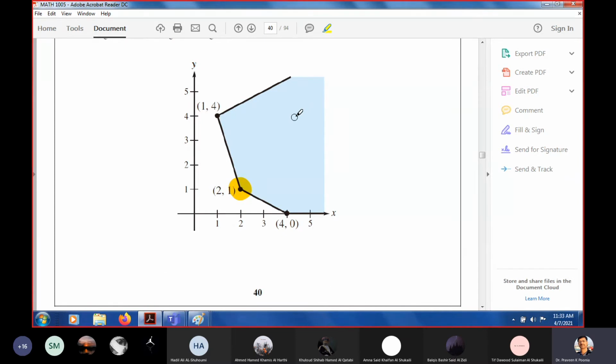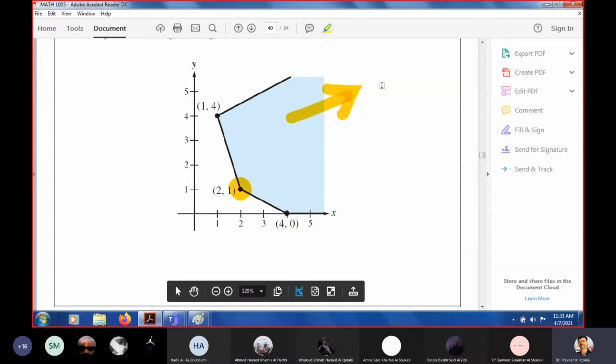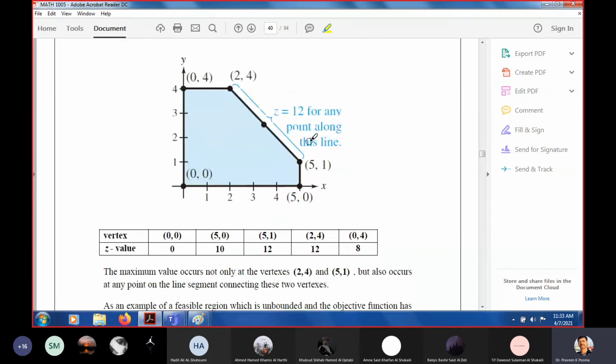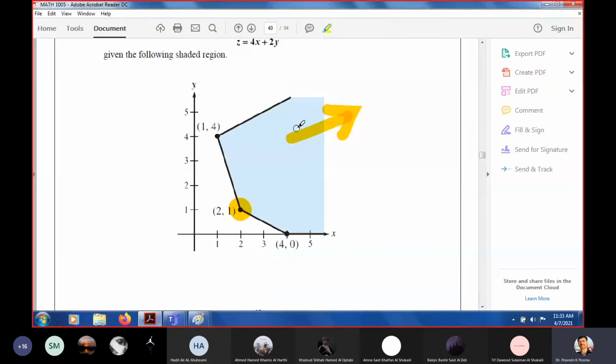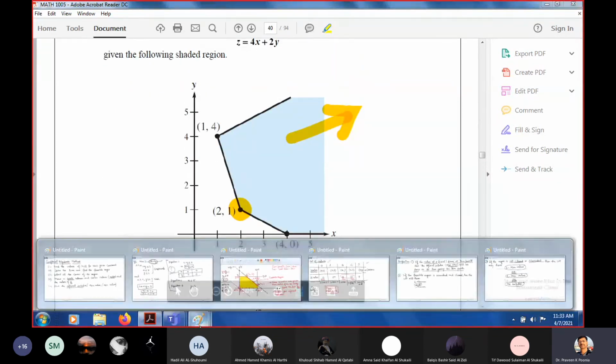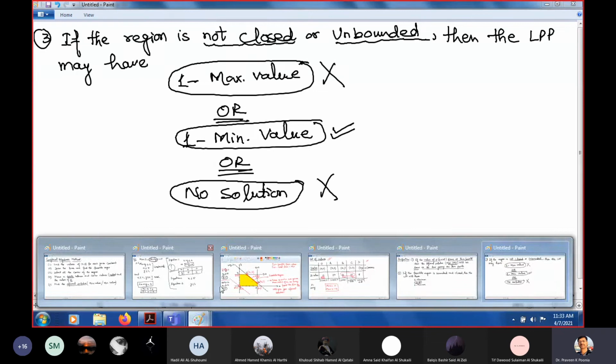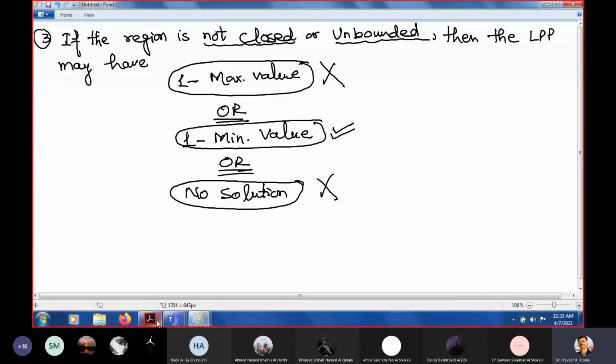But the maximum point does not exist here because it is open. It is not closed. This type of region we call an unbounded region. It is not bounded. Bounded means closed, like this one. This is bounded, closed. This is unbounded, not closed. And if it is not closed, then please remember this property. It will have only one, like in this question, it has a minimum value. It does not have a maximum. It does not have no solution. Only one out of these three options will be possible. This is property number 3.